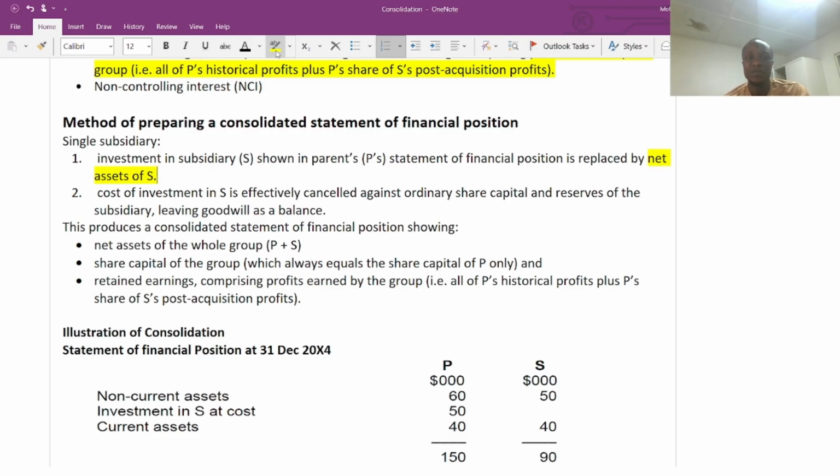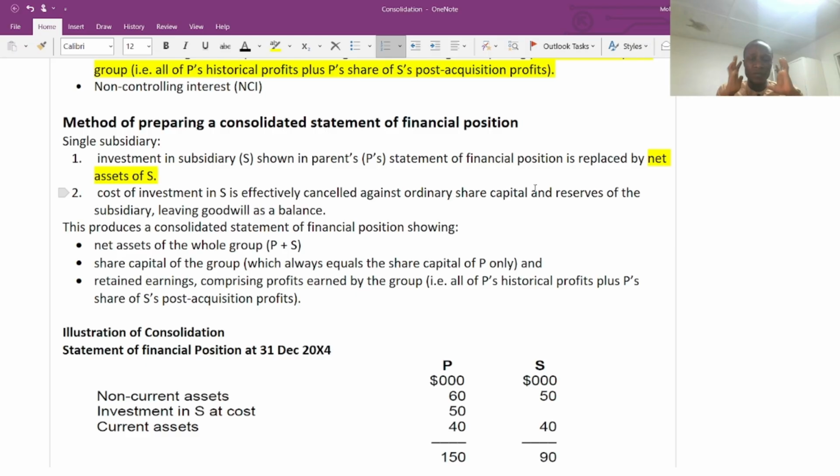Also, the cost of investment in S is effectively cancelled against the ordinary share capital and the reserve. As I already mentioned earlier, the cost of investment in S will be cancelled. We are not going to look at it when we are going to prepare the consolidated financial statement. And also, by looking at the cost of investment and comparing it with the net assets of the subsidiary at acquisition, it will give us what we refer to as goodwill.